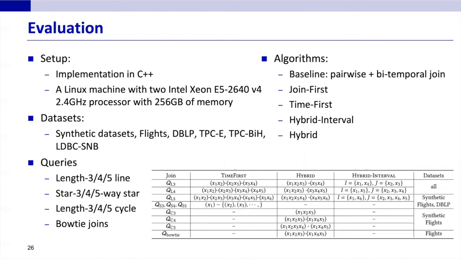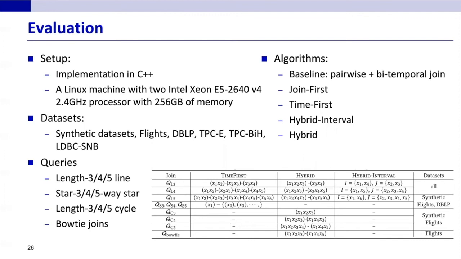Two relations are joined using the well-known forward scan-based algorithm, which has been experimentally verified as the most efficient temporal join algorithm. We also implement another baseline, join first, which computes all subgraphs matching the query pattern using known subgraph matching techniques, and in the end, it checks the validity interval for each subgraph.